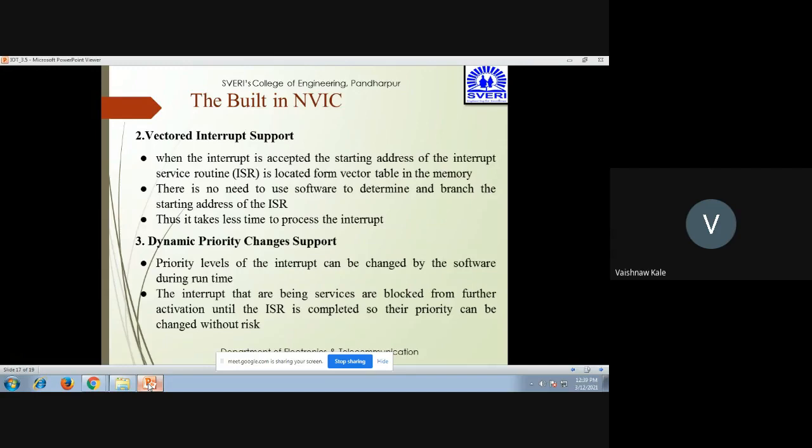The interrupts that are being serviced are blocked from further activation until the ISR is completed, so their priority can be changed without risk. So if any priority has to be changed, the interrupt that is being serviced is blocked from further activations until the ISR is completed. Then the new interrupt will be handled according to priority, and its priority can be changed without risk.